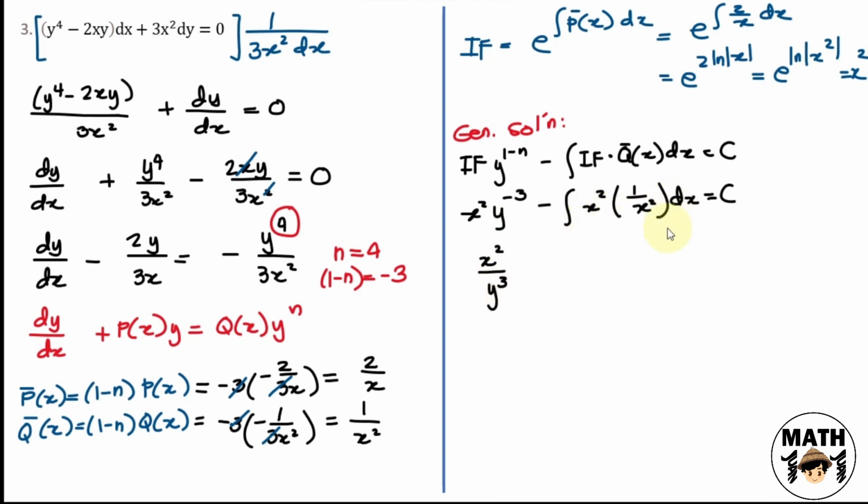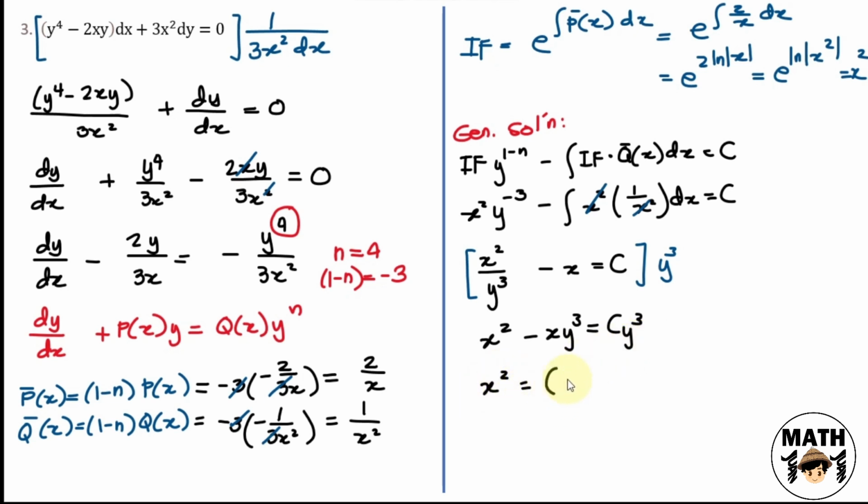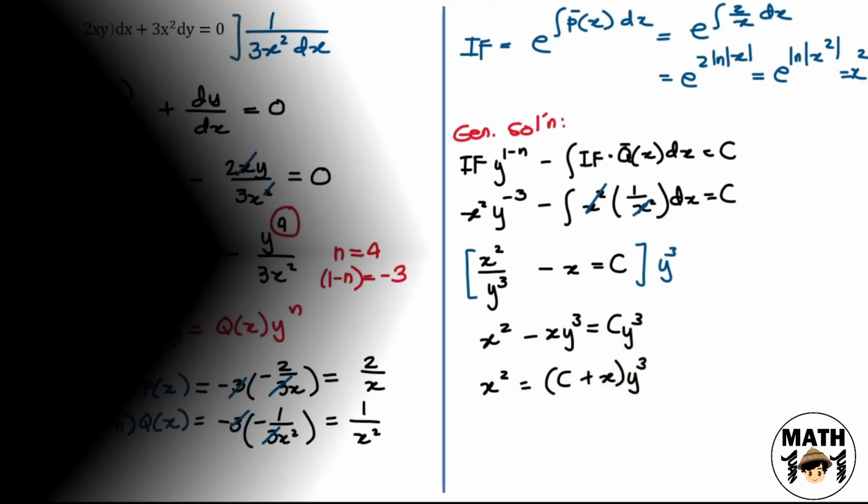This is x squared is cancelled, so the second term is just the integral of dx, or that is x, equals c. Simplifying this by multiplying the whole equation by y cubed, this is now equal to x squared minus xy cubed equals cy cubed. Then writing all the terms containing y cubed on the right hand side, we have x squared equals quantity c plus x multiplied by y cubed.